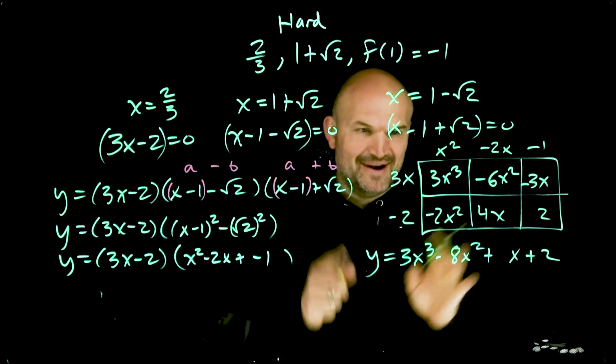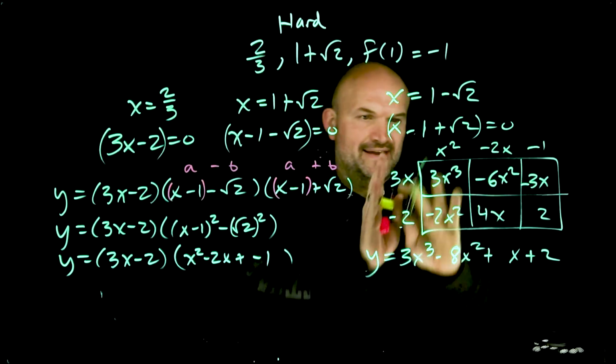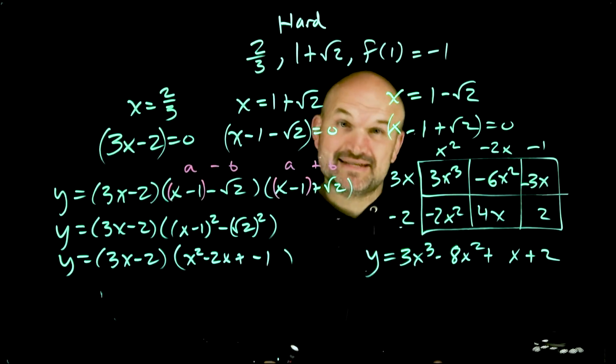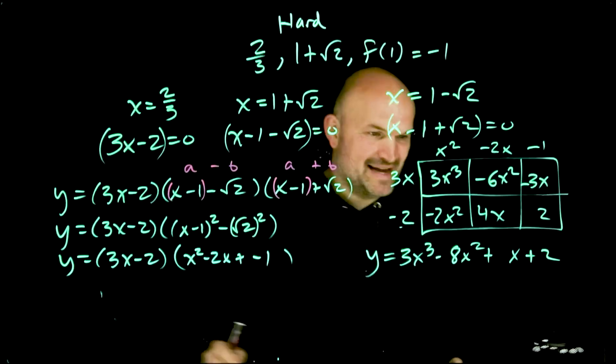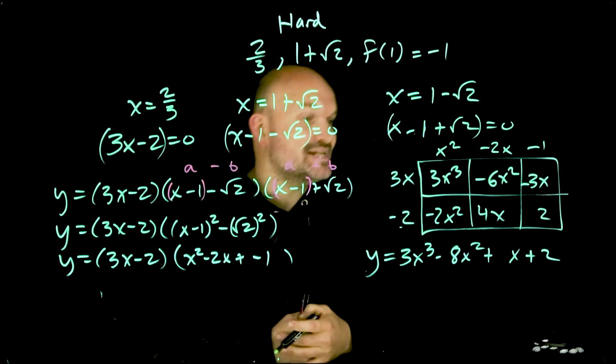Okay, there we go. All right, so I definitely made some mistakes. I had the minus 1. I didn't carry that back over. And then I multiplied these back through. That was supposed to be a negative 2x. I made some mental calculations. I needed to go back and check my work. So I have y equals 3x cubed minus 8x squared plus x plus 2.